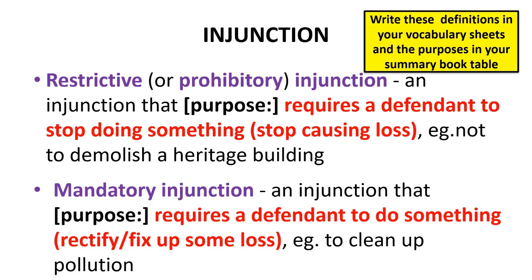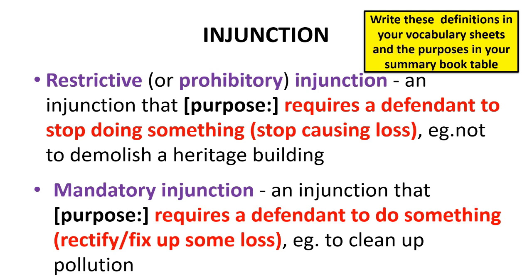The other type of injunction is a mandatory injunction. A mandatory injunction is an injunction that requires a defendant to do something, that is, to rectify or fix up some loss. Look down the left-hand side of your vocabulary sheets, find the term mandatory injunction and write this definition in there. The purpose of a mandatory injunction is therefore to require a defendant to rectify a loss that the defendant has caused to the plaintiff. Write this purpose in the middle column of your summary book table.